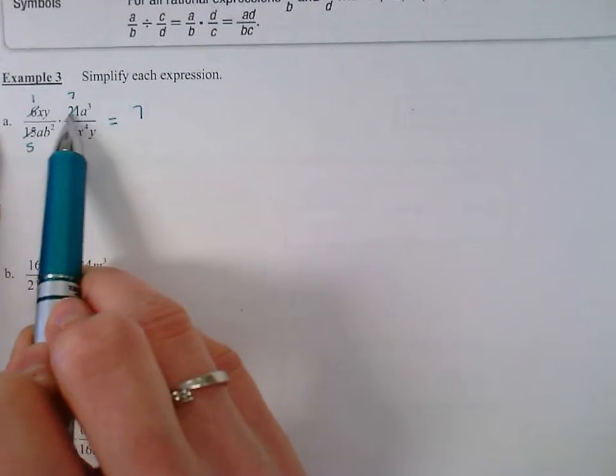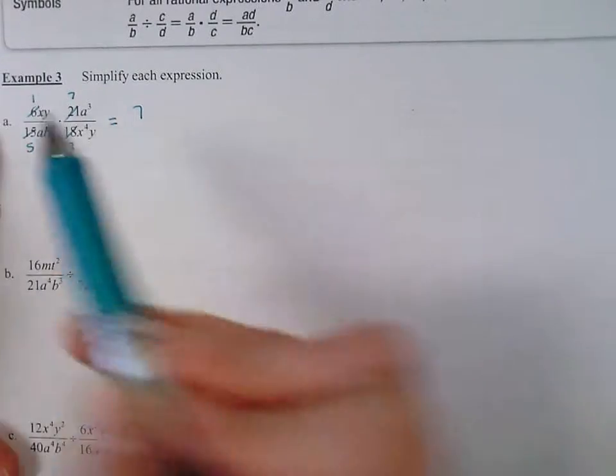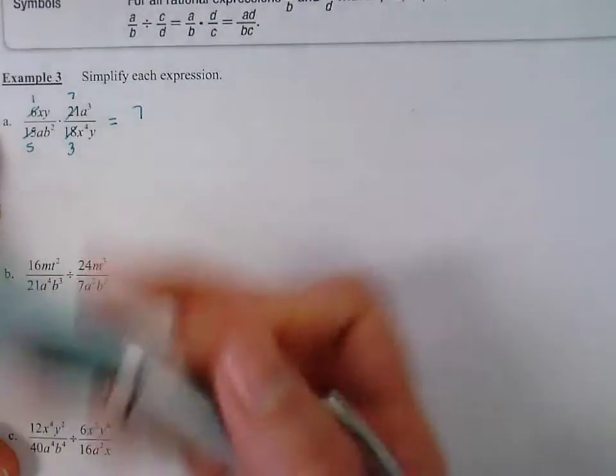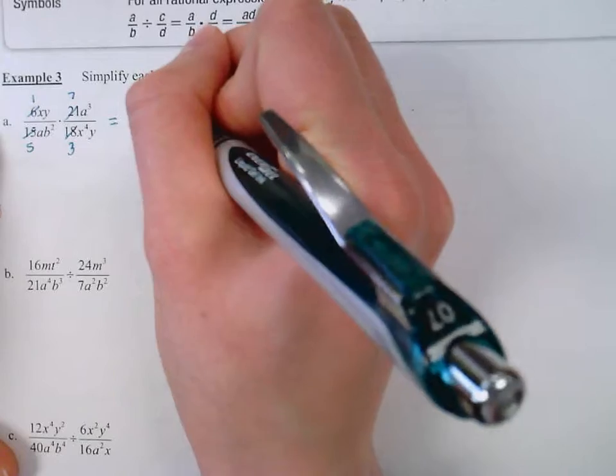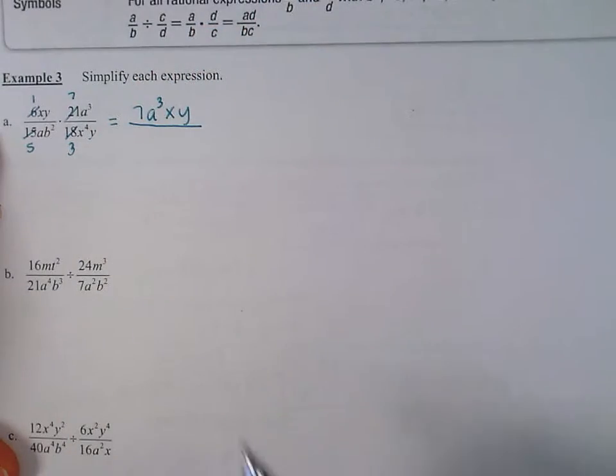And then notice none of my variables on the top are the same. So I would just write them all, and it doesn't matter which order. I tend to write them in alphabetical order. So I would write the a cubed first and then the x, y. But if you put x, y, a cubed, that's still fine.